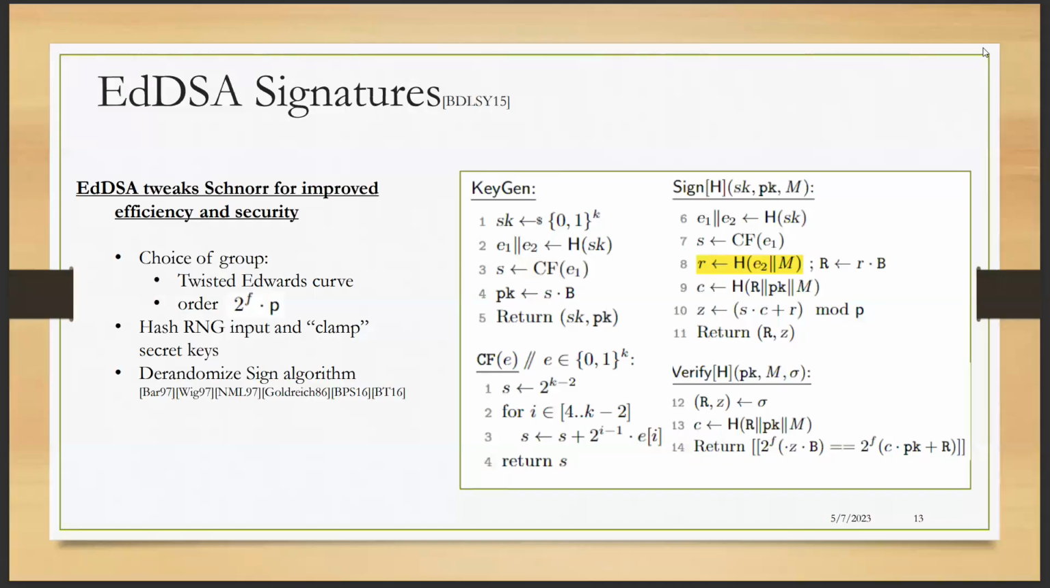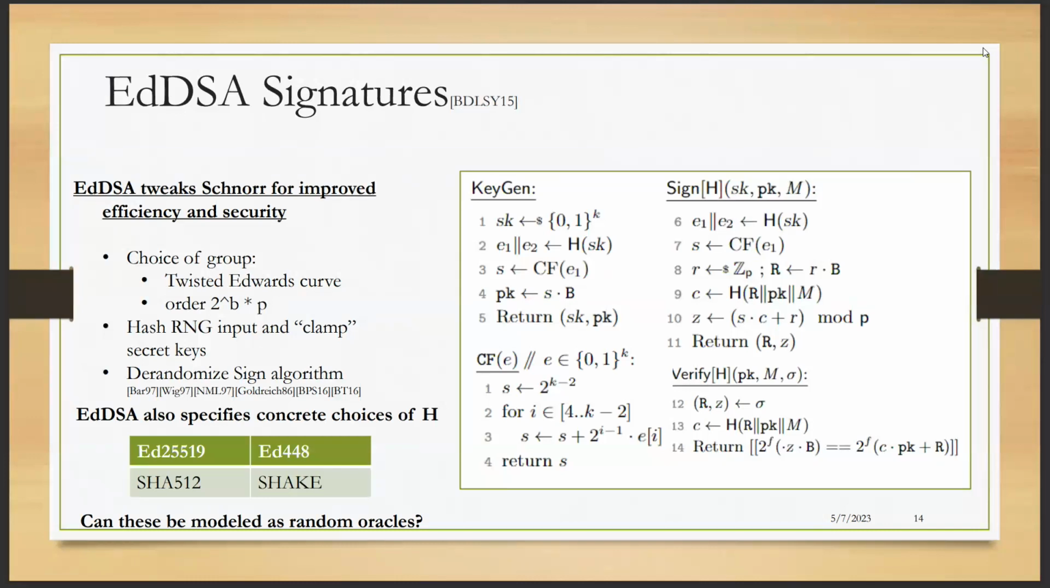And the final thing, the thing that actually fixes the randomness reuse attack, is we de-randomize the signing algorithm and make it deterministic. This is a standard technique, effectively using a PRF to derive pseudo-random coins from the message and an extra part of this expanded secret key.